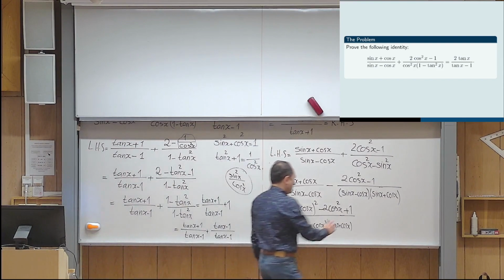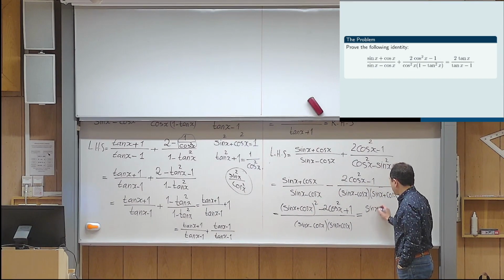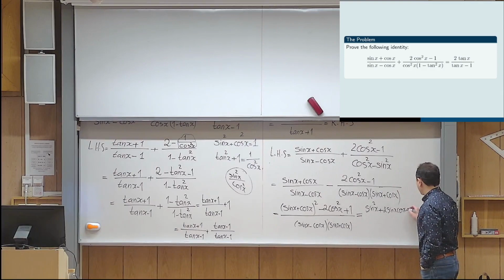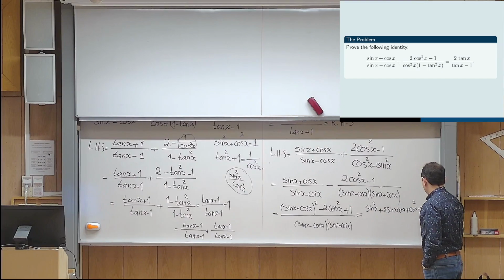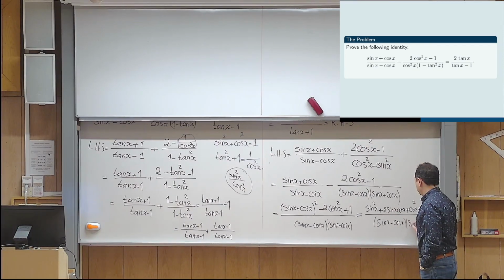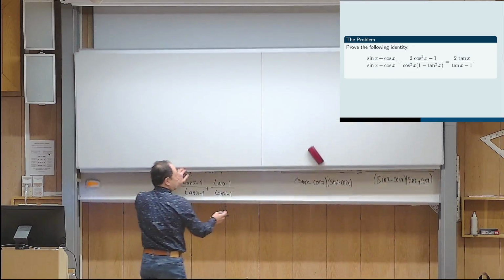Okay, so what I do, I expand that. The first one squared is sine x squared, 2 times the first one times the second one, 2 sine x cosine x, plus the second one squared, which is cosine x squared, and then minus 2 cosine x squared plus 1. And in the denominator, I copy and paste what is there. Still, I can continue to simplify the numerator a little bit more.